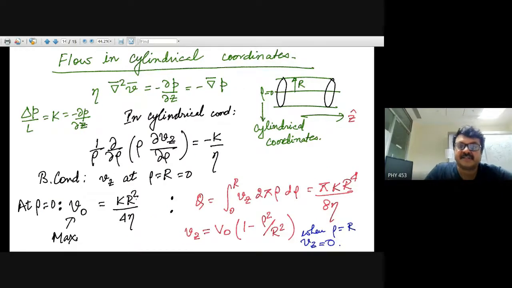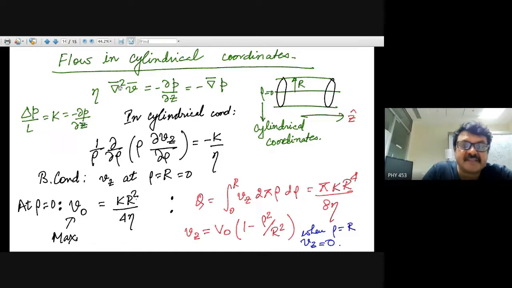Last thing is flow in cylindrical coordinates. So you have to basically write the Laplacian in cylindrical coordinates. We are again looking at flow through a pipe where the walls are static, and the fluid is moving due to a pressure gradient. Suppose the pressure gradient is in the Z direction, and rho is the cylindrical coordinate radius vector. The radius of this channel is R. So what you again have is del P del L equal to kappa, minus del P del Z.